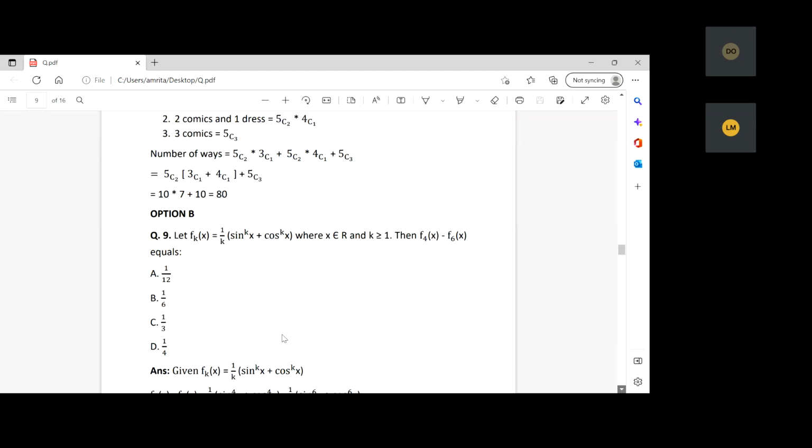Let f_k of x equal to 1 by k times sine raised to kx plus cos raised to kx, where x belongs to R and k is greater than or equal to 1. f4 of x minus f6 of x is equal to what? They have given the value of k: for the first one it's 4 and for the second one the value of k is 6. You need to find out what the total value is here.